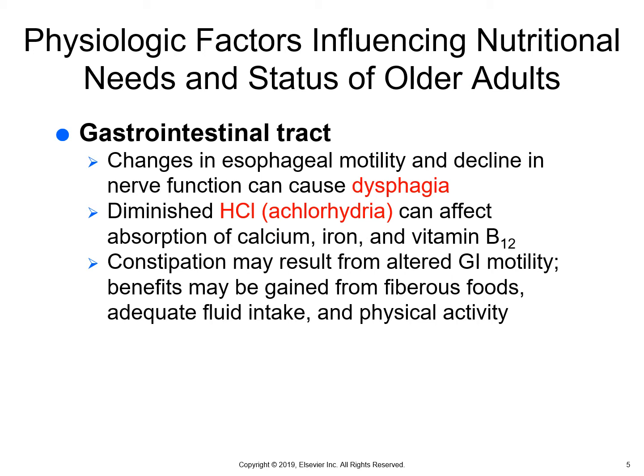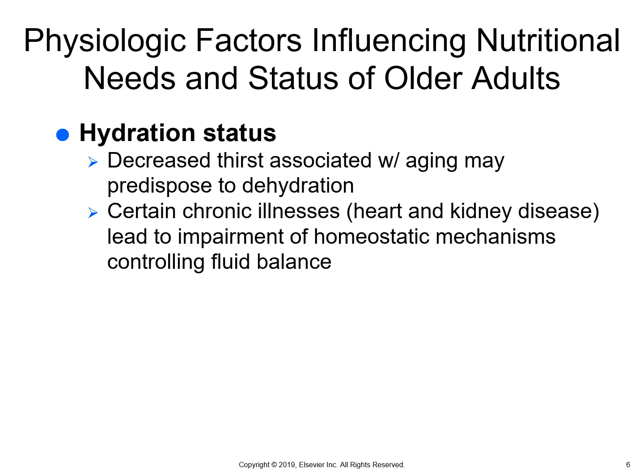The GI tract, changes in their motility, and there can be a decline in nerve function, which can lead to dysphagia, the difficulty in swallowing. Again, that achlorhydria or diminished hydrochloric acid can affect their absorption of calcium, iron, and vitamin B12. Constipation is often a problem due to the altered GI motility. So benefits could be gained for these patients from more fibrous foods. They need to make sure they're taking in enough fluid and they're getting enough activity, which both of those items are difficult for elderly.